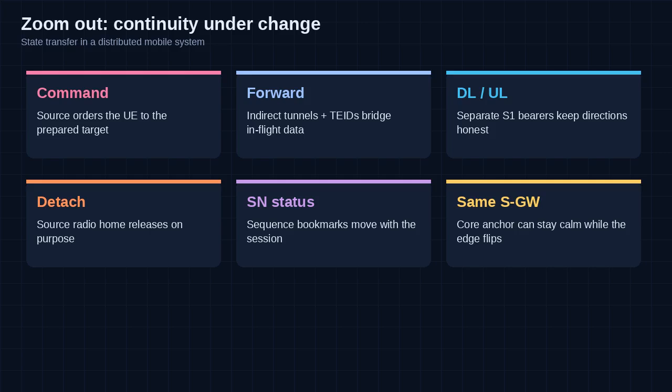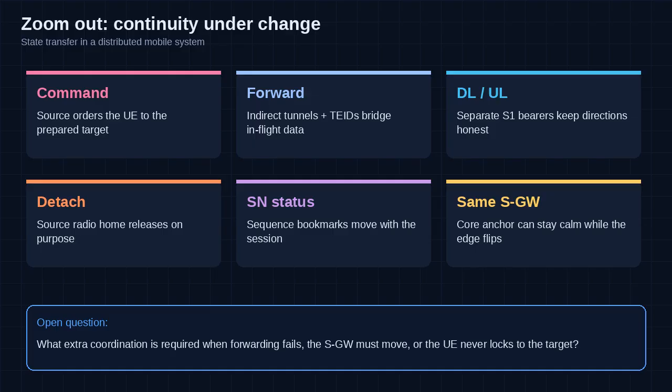This is larger than LTE trivia. It is state transfer in a distributed system. Move the attachment point, preserve the session, bridge in-flight work, and hand off the bookmarks that make streams coherent. One open question the same style of reasoning can attack next. What extra coordination is required when the old path cannot be maintained? When forwarding fails, when the SGW must also move, or when the UE never successfully attaches to the target? The execution phase we studied is the happy, carefully scaffolded path. Real networks are judged by how they behave when the scaffold shakes.